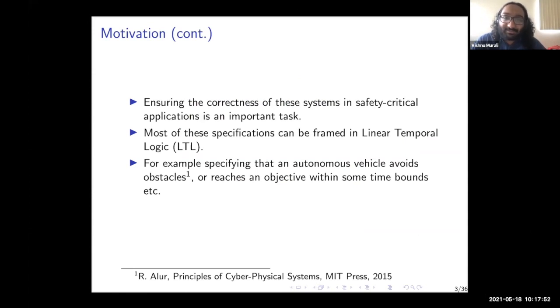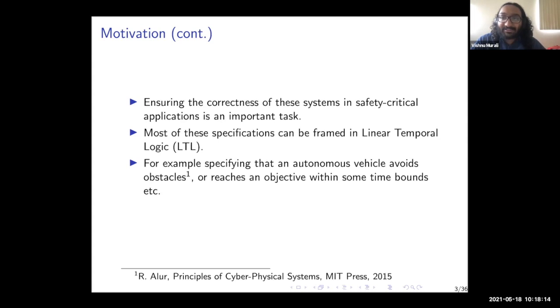Most of these correctness specifications can be framed in terms of linear temporal logic, or LTL. For example, suppose you want to specify that an autonomous vehicle avoids some obstacles, reaches an objective within some time bounds, it obeys the traffic rules, it does not go beyond the speed limit, etc. All of these can be specified in terms of LTL specifications.